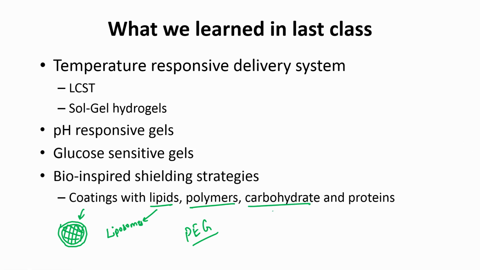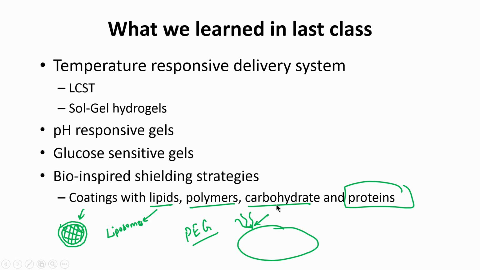Similar to the PEG, we can use carbohydrates. This is again similar to what our normal cells are. Our cells have lots of proteins and these proteins are all heavily glycosylated. So, they also act as a shielding layer. So, we can use a similar strategy on our particles, and then finally, we can coat them with proteins that are also present on the cell surface to sort of give a signal that this is a self protein or this is a self material.